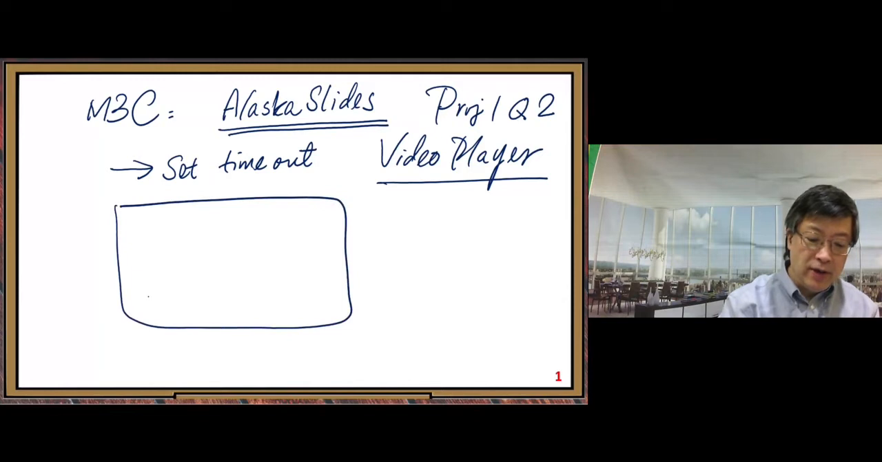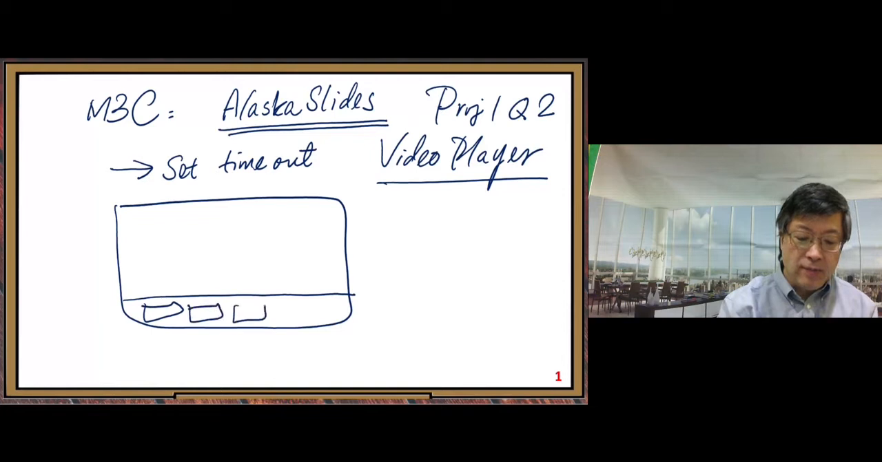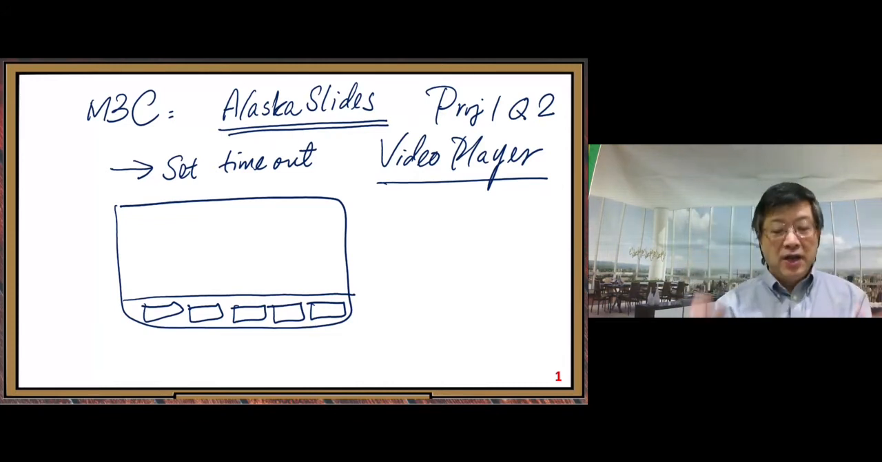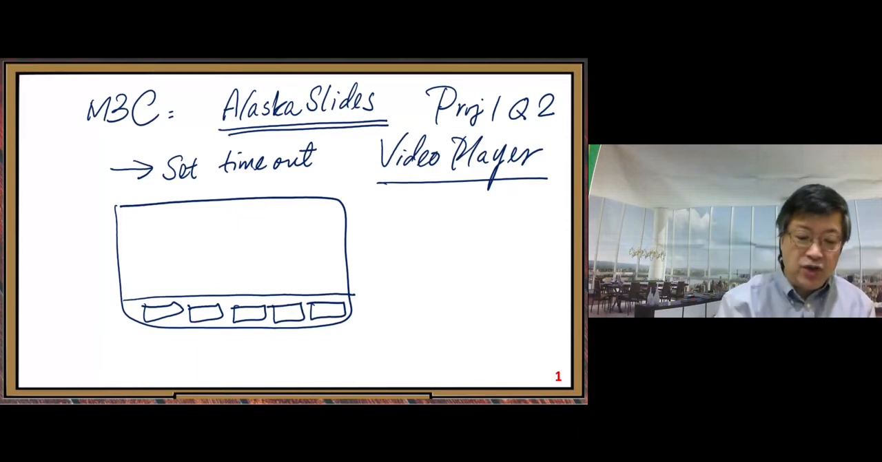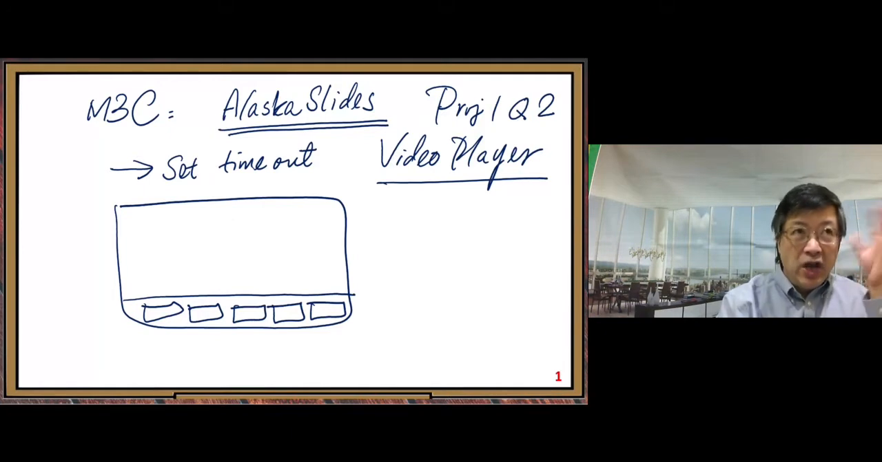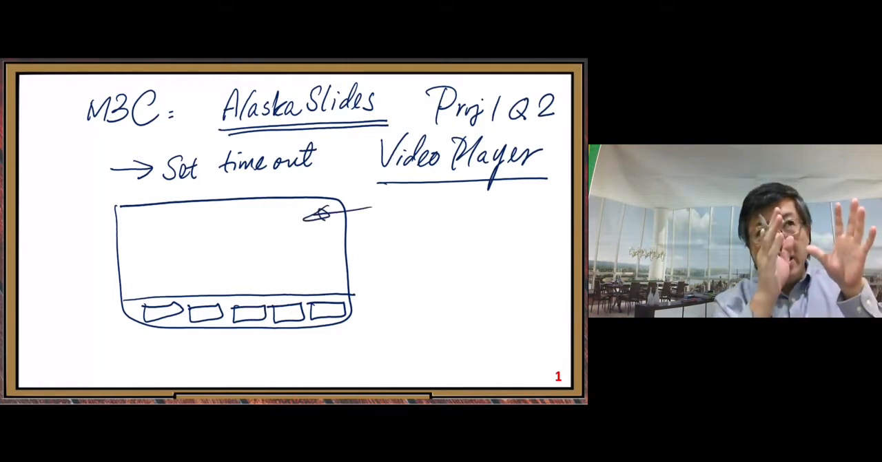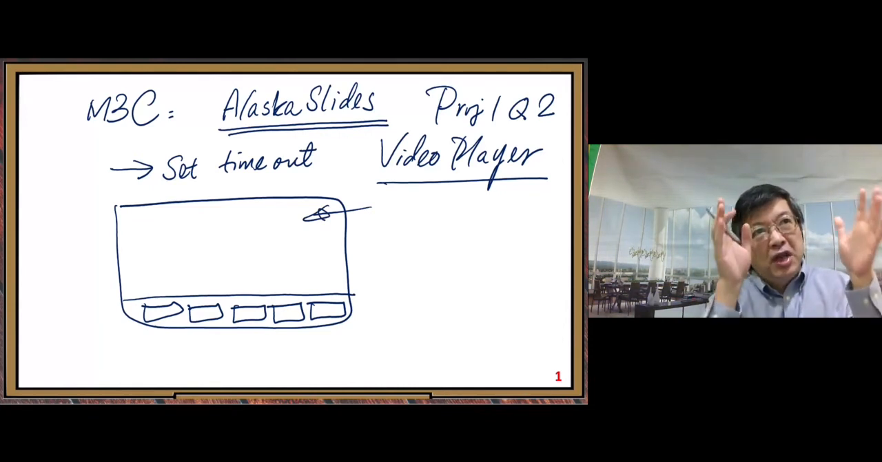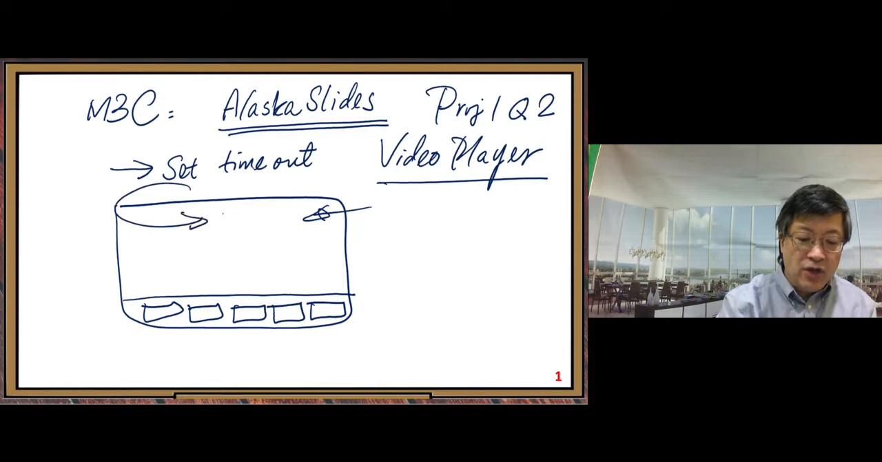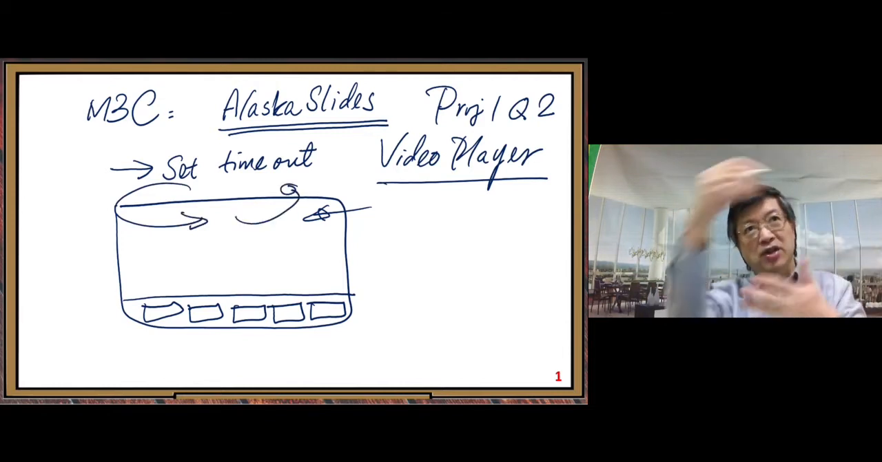So the video player has a main playing area and some links connecting to the videos. This time I want to add a feature. Your main video play area changes after a few seconds, just like the slideshow. The user does not need to do anything, but they can see the video changes one after another.